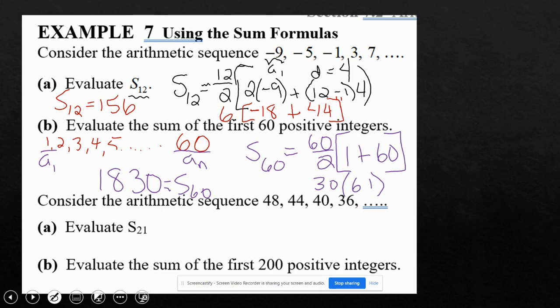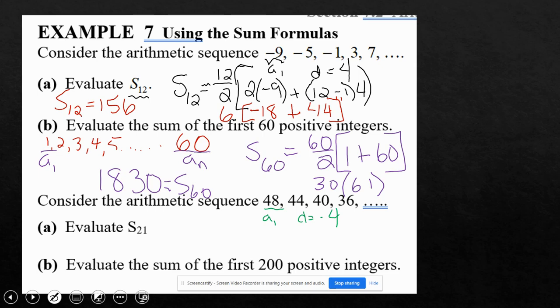Let's take a look at the second set of numbers. For our second set of numbers, our first term, our a sub 1, is 48. And then our rule, or our common difference as we're moving along, is to subtract 4. So our d is -4. So they want first the sum of the first 21 terms.